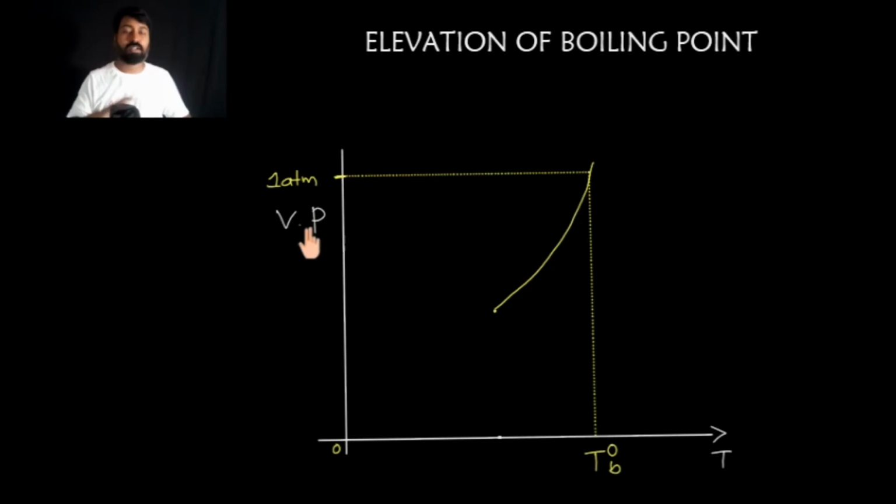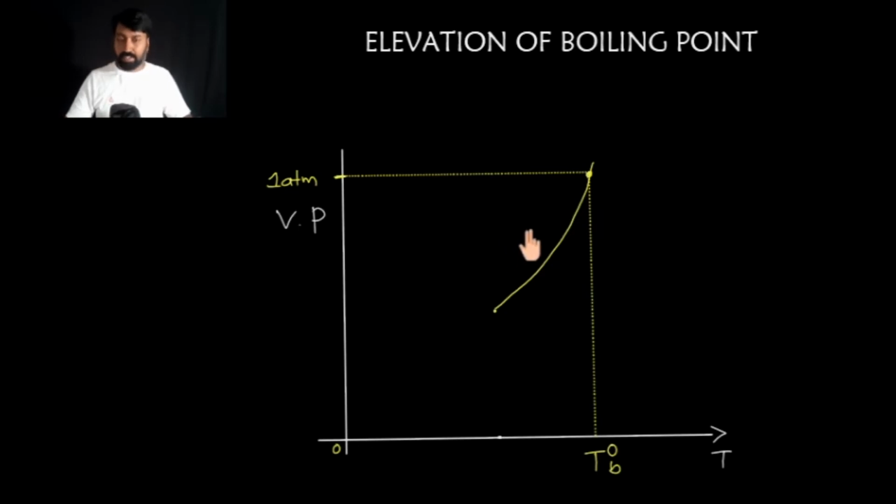Because on the earth we have 1 atmospheric pressure. If you go to different places, there are different atmospheric pressures. At a higher mountain, less vapor pressure is required, because obviously there is less atmospheric pressure there. We'll discuss it later. But this is the boiling point, students.